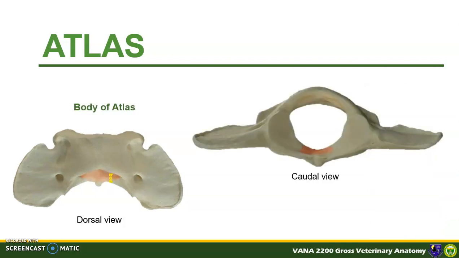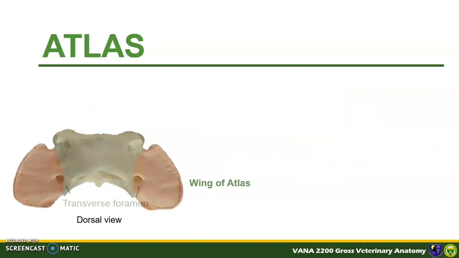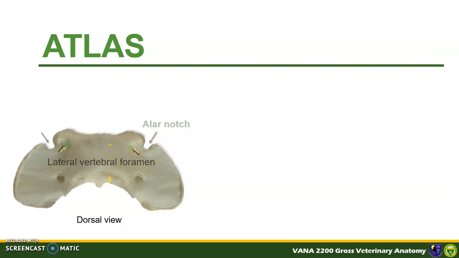Some books consider the body of the atlas to be absent, but in some it is described as a thin structure forming the ventrum of the bone. This is in contrast to the bulky body of other vertebrae. Here is a dorsal and caudal view of the atlas. Take note that it lacks a spinous process. The transverse processes are modified into wings. It has a transverse foramen and lateral vertebral foramen. The alar foramen is modified into an alar notch. The presence of the alar notch is characteristic of a dog atlas.